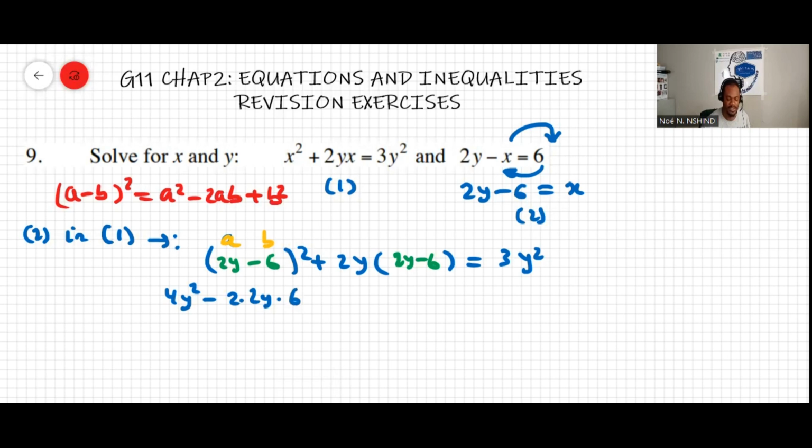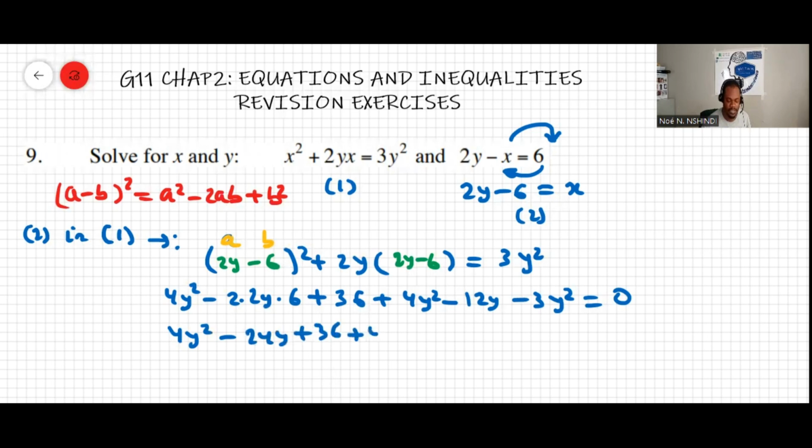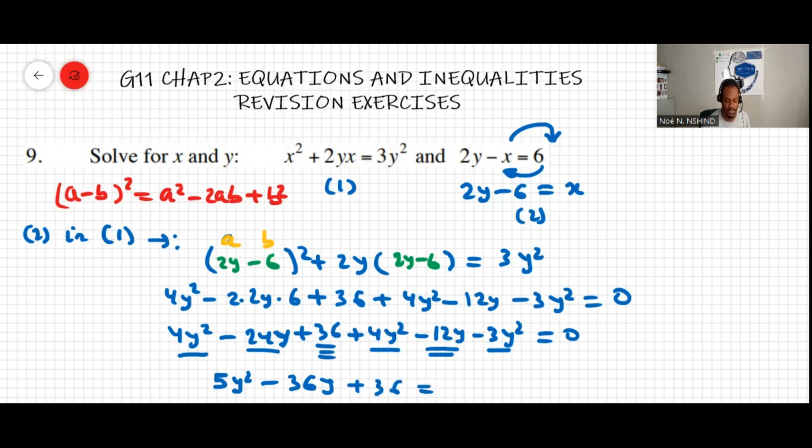2y times 6 plus 6 squared, which is 36, and then minus 12y minus 3y squared if I move the 3y squared to the other side. So that makes 4y squared minus 24y plus 36 plus 4y squared minus 12y minus 3y squared equals 0. Now we can underline like terms. That makes 5y squared, and then negative 24y and negative 12y makes negative 36y, and we also have 36 there, plus 36 equals 0.